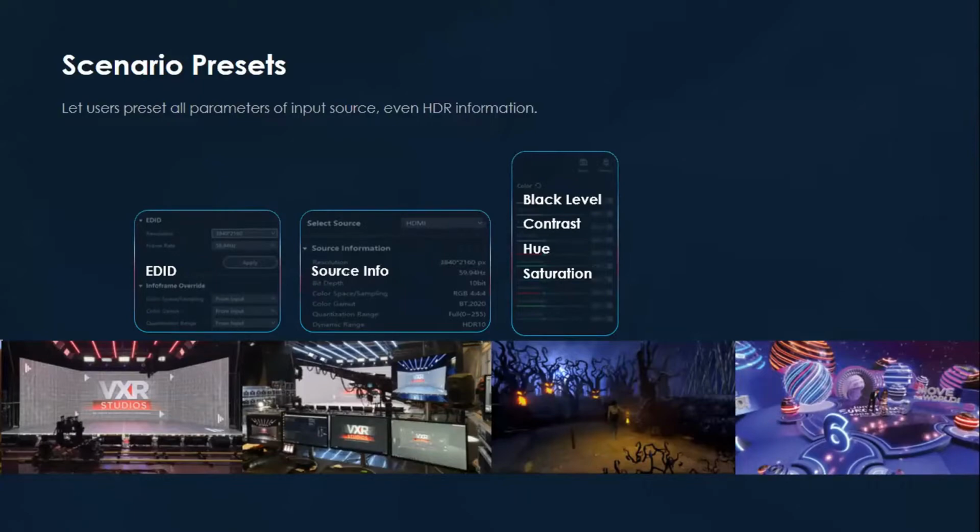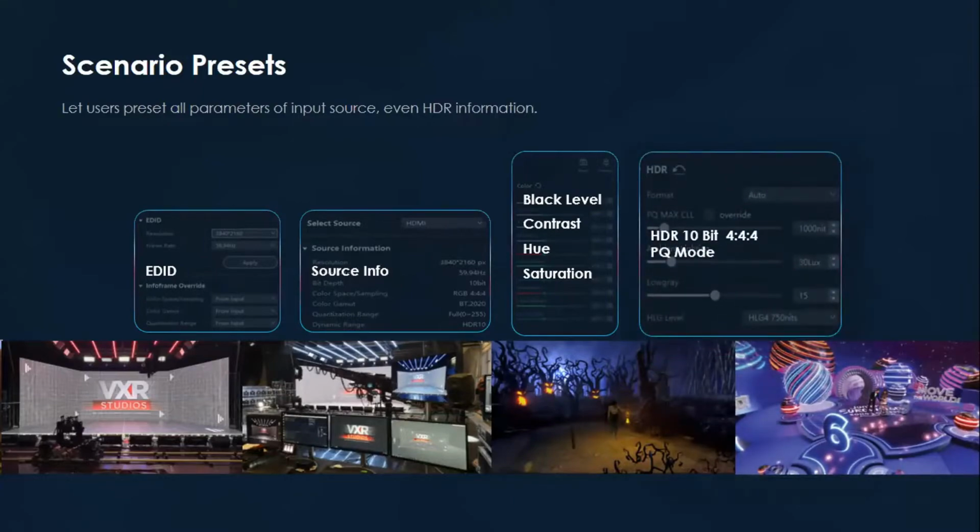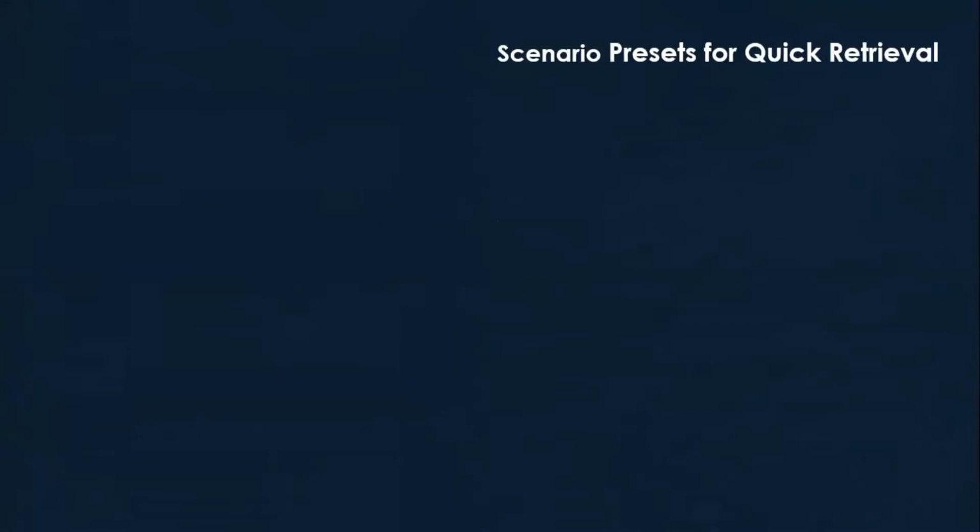All parameters of the input source, output, color, and color gamma can be saved into presets, including the EDID, color adjustment, as well as the HDR settings. With our new solution, we can achieve HDR at 10 bits, 4:2:4, and the PQ mode is also supported, all presenting an exceptional HDR performance.